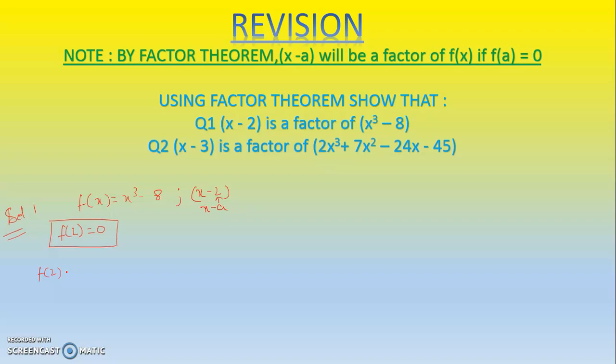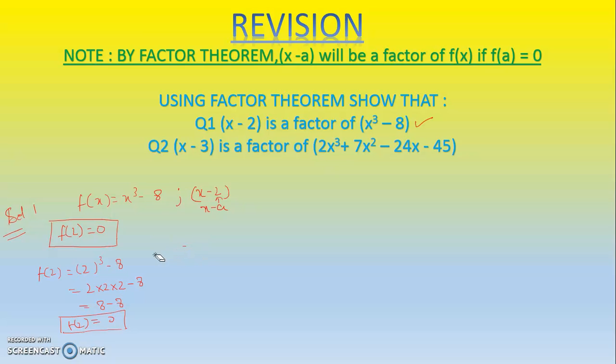So f(2) is equal to, in place of x substitute 2, so 2 cube minus 8. What is 2 cube? 2 into 2 into 2, right? Minus 8. So 2 fours are 8, 8 minus 8, which is equal to 0. So when we are solving f(2), we are getting it equal to 0. This means x minus 2 is a factor of x cube minus 8. If suppose the value of f(2) came equal to 1, then we would say x minus 2 is not a factor. But when we are substituting f(2), we are getting it equal to 0. This means it is a factor.